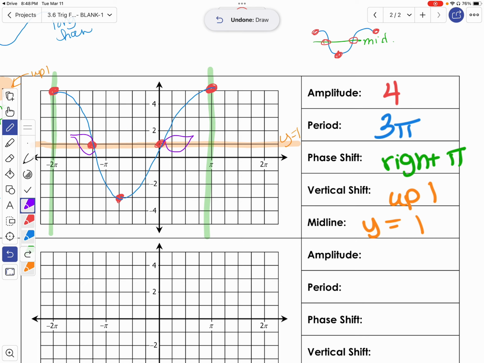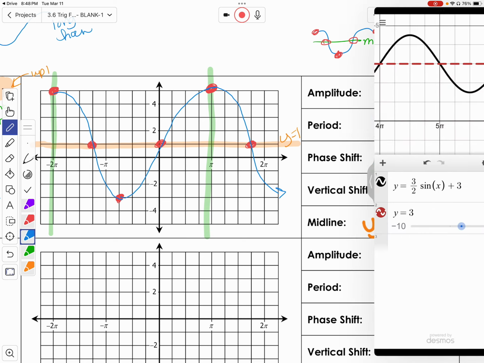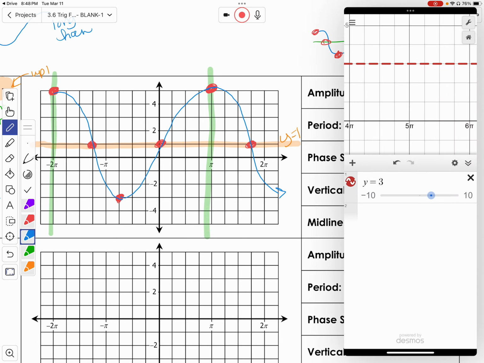If you have dead space in your graph, you can continue the pattern. So 1, 2, 3, oops, let me change my color. Here we go. And you can keep that pattern moving like so. And again, you can create the same graph using Desmos.